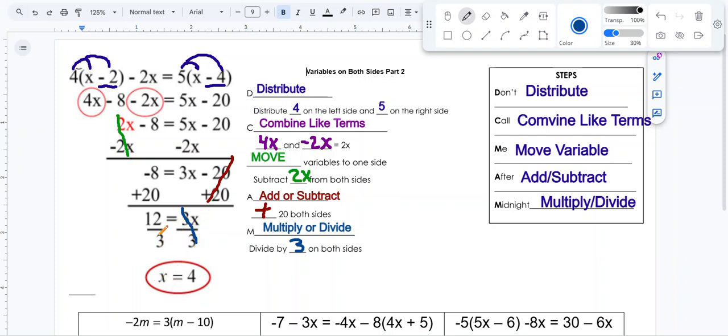And then I have to do the same thing to the opposite side. 12 divided by 3 gives me 4. So I have x equals 4. All right, so I told you it doesn't matter which direction you move the variable, and I'm going to show you that right now. Let me type this up real quick.